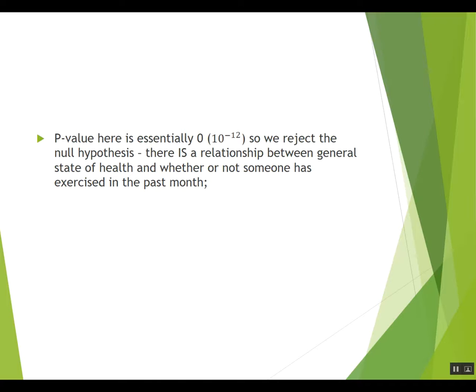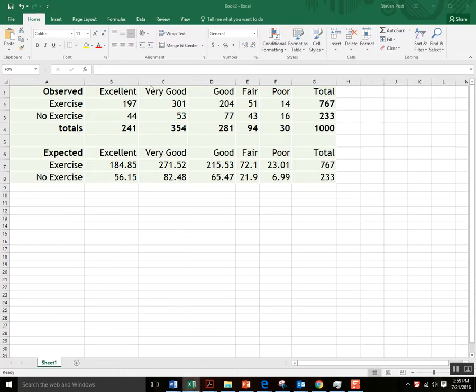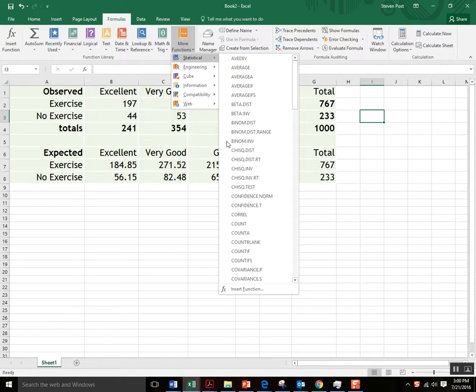So let's get out of here and go to Excel. So here I put into Excel the table of observed values and expected values. And we were creating these tables earlier in the course. Remember, we get these expected numbers by row total times column total over grand total. And then the Excel function, we go to Formulas, More Functions, Statistical, chi-square.test.